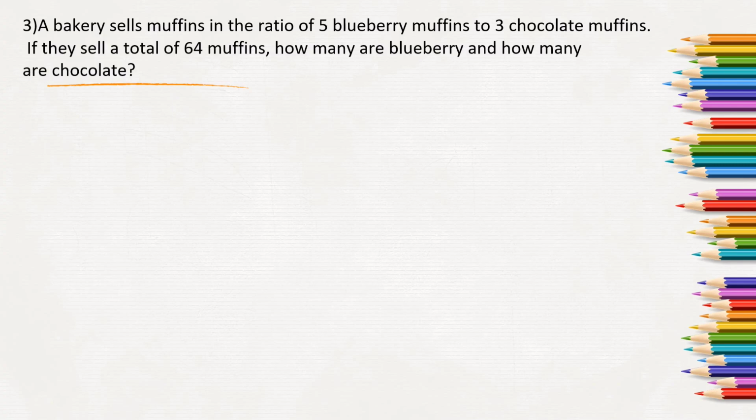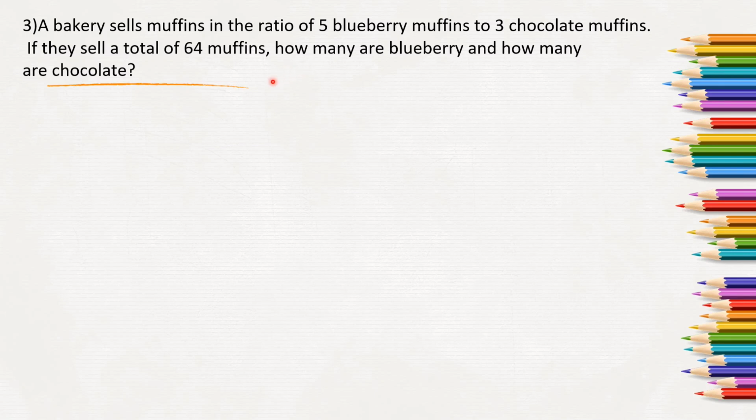Here is the next question. A bakery sells muffins in the ratio of 5 blueberry muffins to 3 chocolate muffins. If they sell a total of 64 muffins, how many are blueberry and how many are chocolate? Here they have given the ratio, also the total number. So we'll have to find out how many chocolate muffins were sold and how many blueberry muffins were sold.